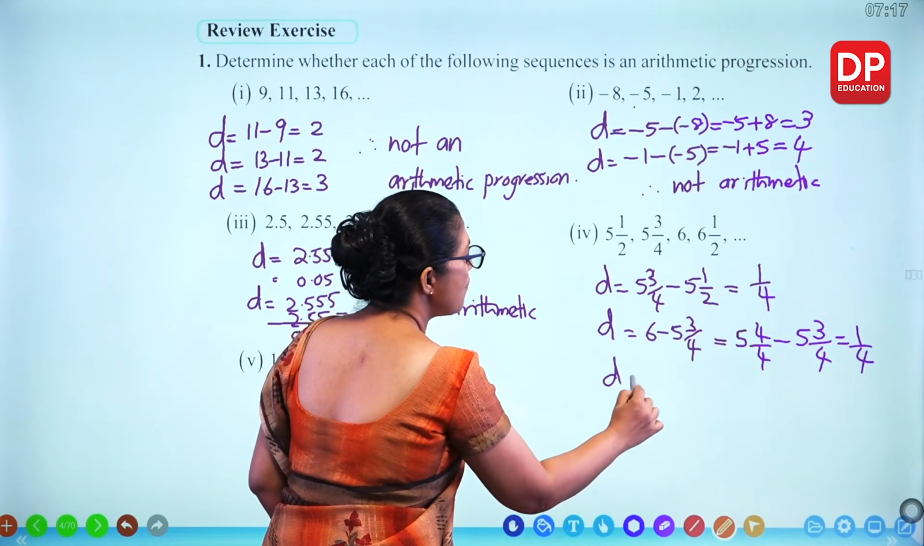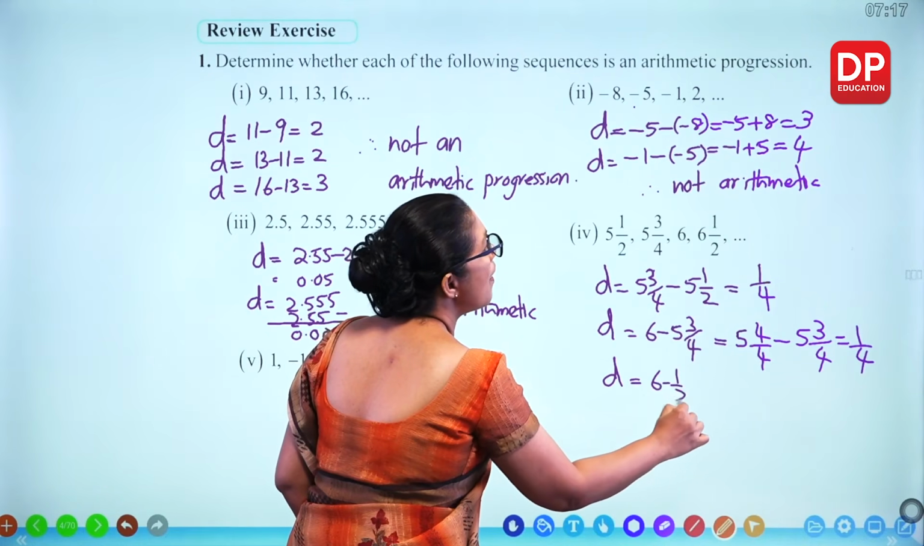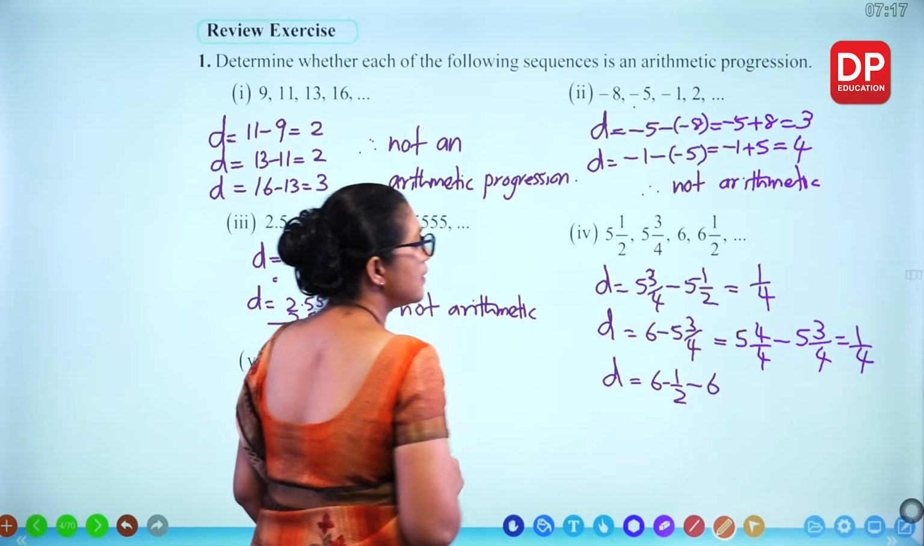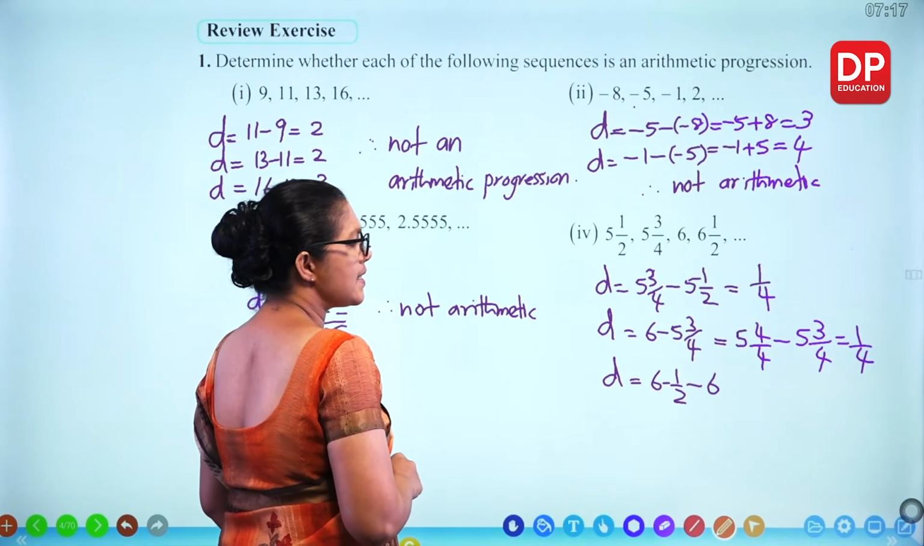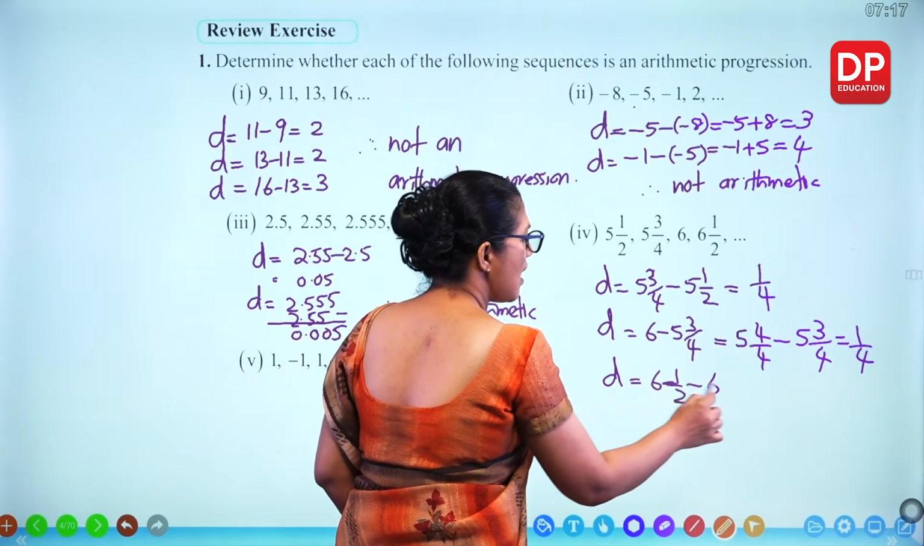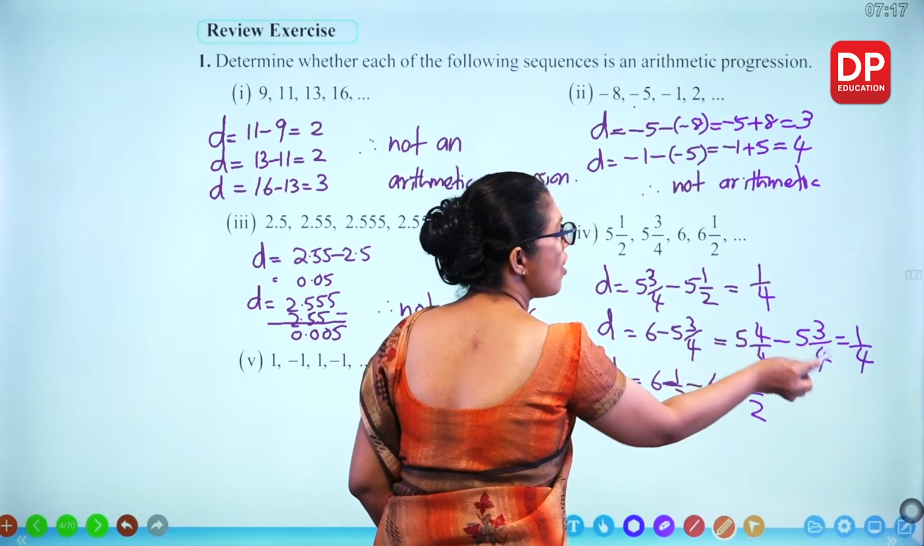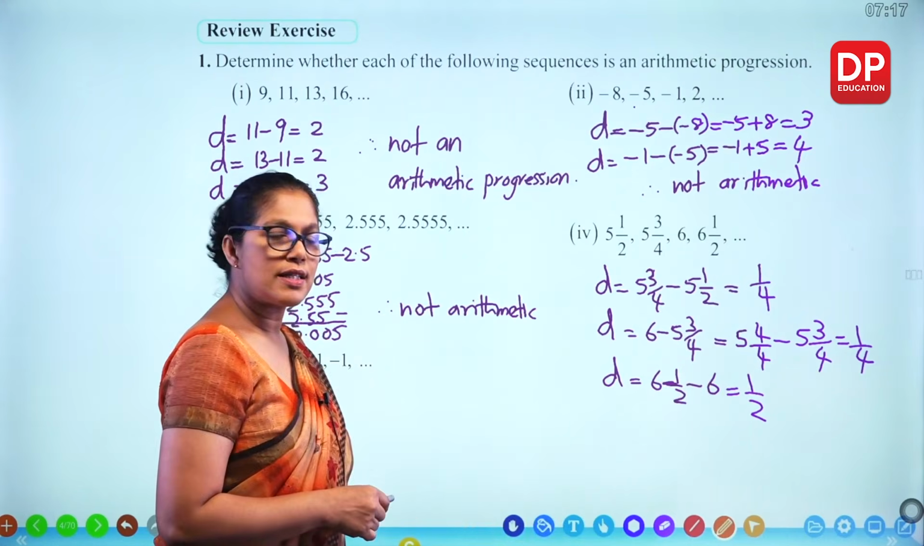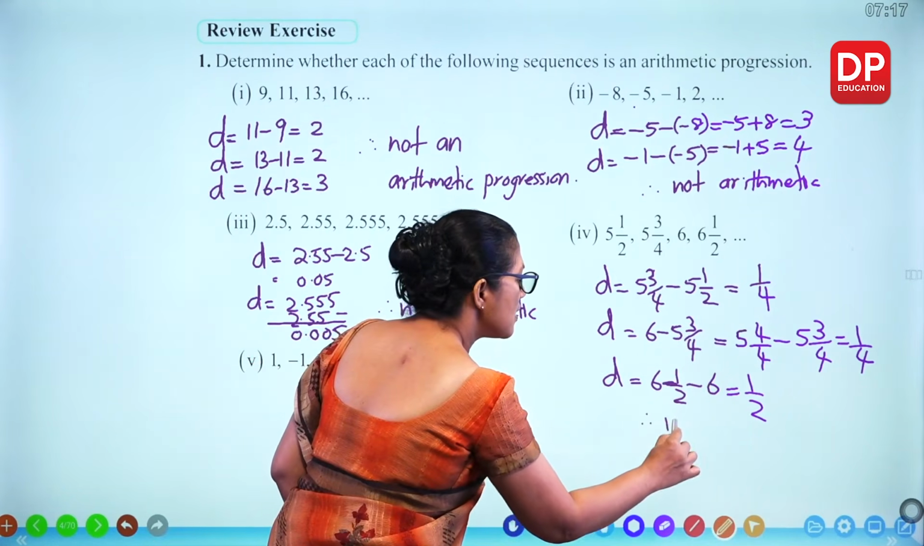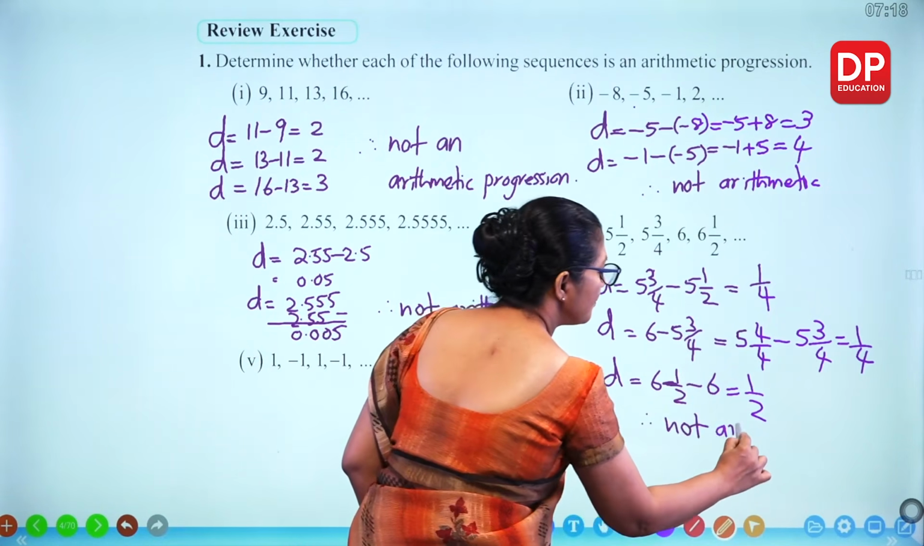The next one, 6 1/2 minus 6. 6 1/2 minus 6 is half. Half is not the same as quarter, so not arithmetic.